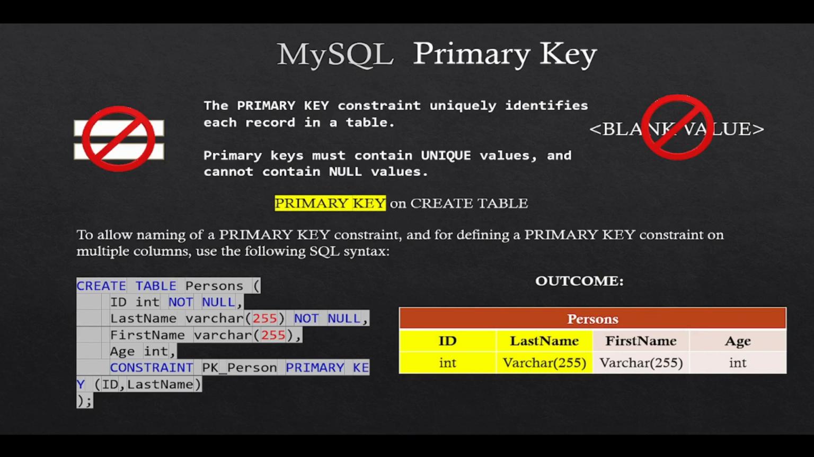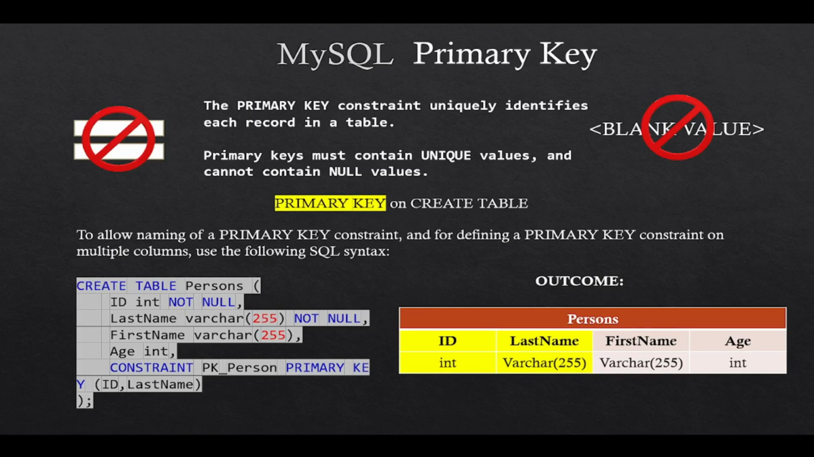To allow naming a primary key constraint and defining a primary key constraint on multiple columns, use the following SQL syntax. Create table persons, ID not null, last name varchar, first name varchar, age int, constraint pkey underscore person, primary key, ID, last name. What this does is that it creates a constraint named pkey person and assigns ID and last name as the primary key when creating the table.